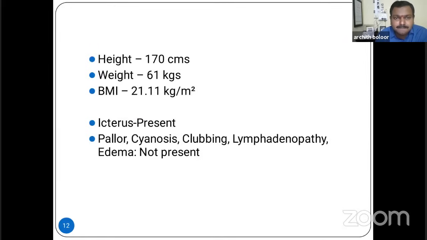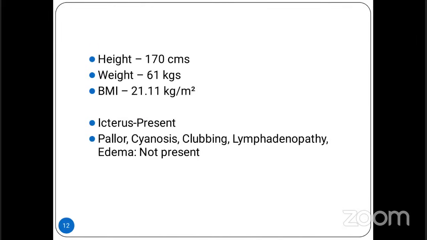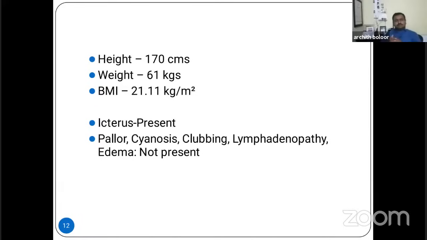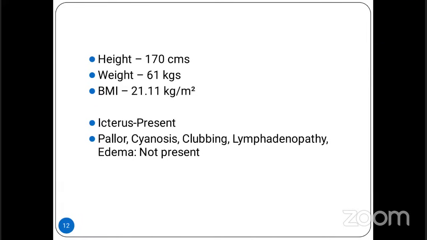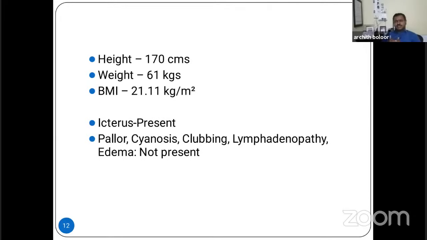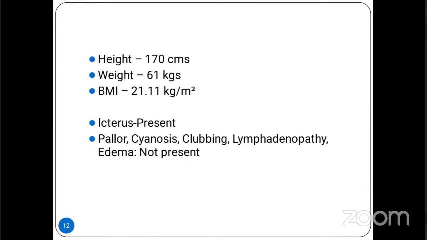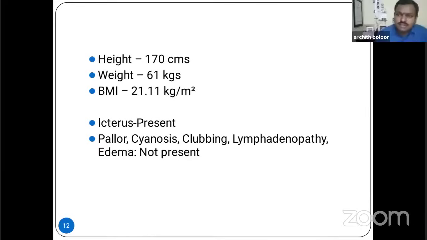Proceed. Height is 170 centimeters, weight 61 kgs. Icterus is present, pallor, cyanosis. BMI, how did you calculate the BMI? I used this height and weight. So can you use that in a patient who has ascites or edema? Not supposed to. We can calculate, but we cannot infer. By 21, you're saying it's normal, isn't it? But this patient may actually be undernourished. It could be undernutrition.